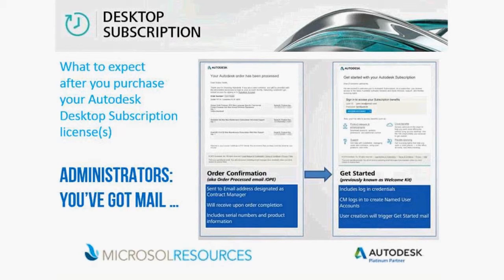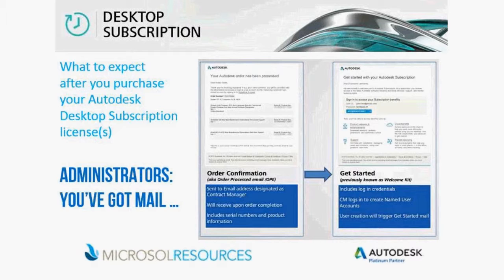Okay, so jumping along. What to expect after your Autodesk desktop subscription license, right? So you go ahead and you purchase this software from us, right? What happens next? You get mail, and then you get mail again. Yes, it's a little bit of a confusing process, but apparently Autodesk sends you an order confirmation email, and then they send you some more information at a later date.